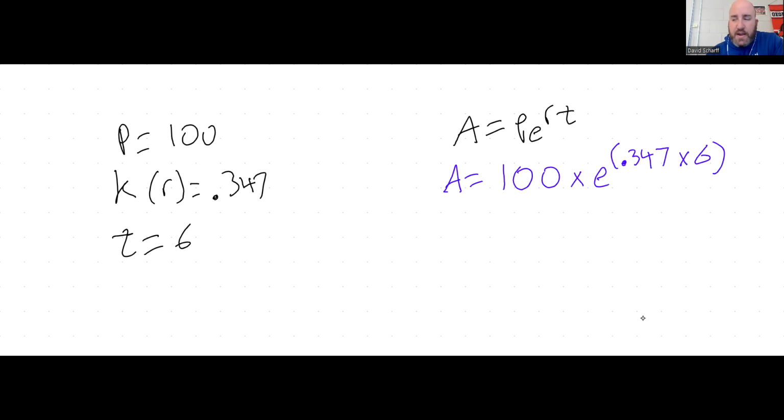What I'm about to put in red, if you have one of the school calculators, I've got the blue one that was laying here. Most of them are the pink ones, but they're the exact same calculator. What I'm about to write is what your display should look like. It's going to look like 100 times e to the, open parenthesis, 0.347 times 6. Okay. But how do I get e?